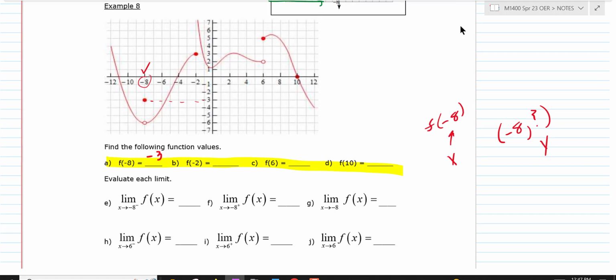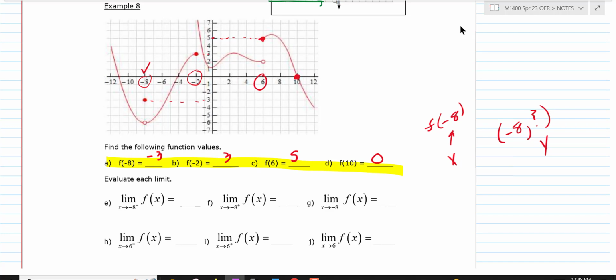Now we go to x equal to -2. If x is -2, what's y? That's 3 because you've got the solid dot there. So that would be 3. Now let's go to 6. If x is 6, what's y? Again, the solid dot is what you're looking at. So that y value is 5. And then we look at f of 10. If x is 10, you're right there. What's y? 0. So all of those are function values.